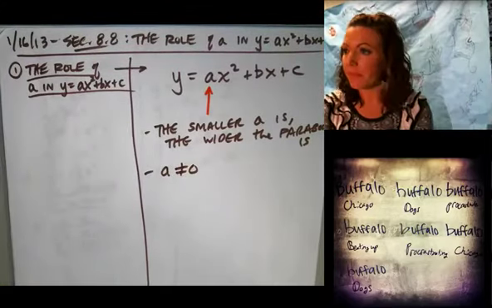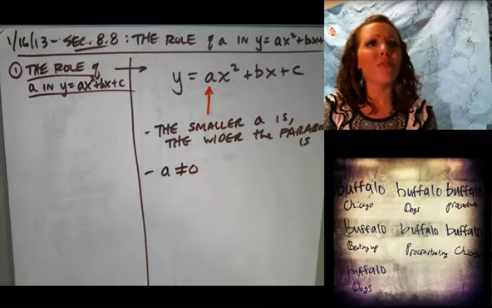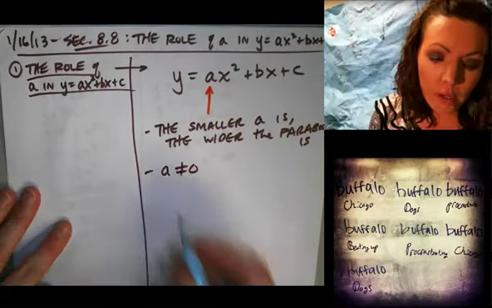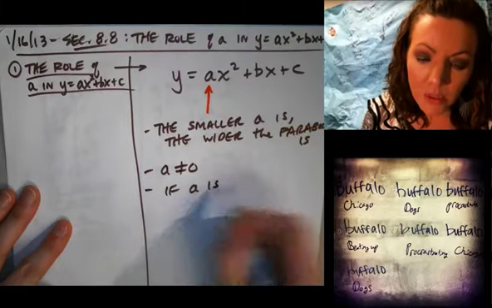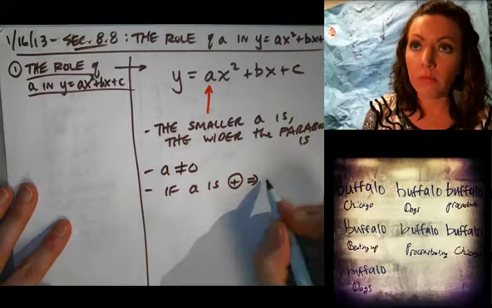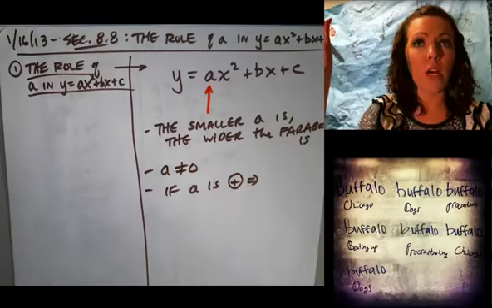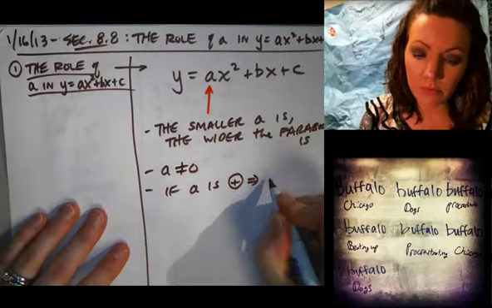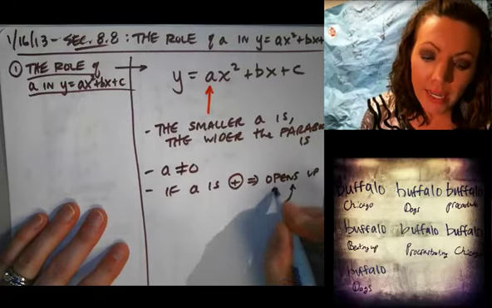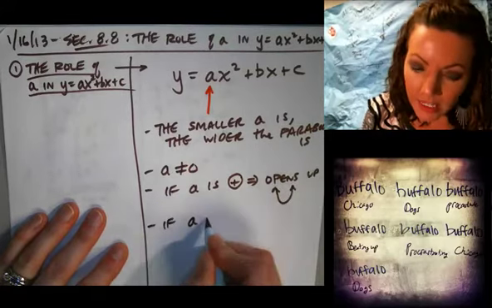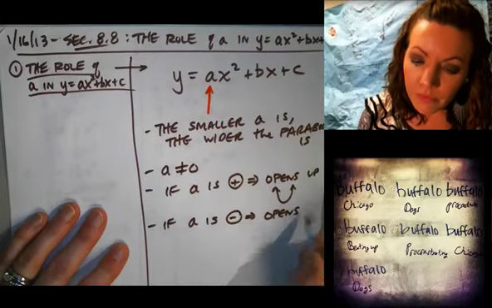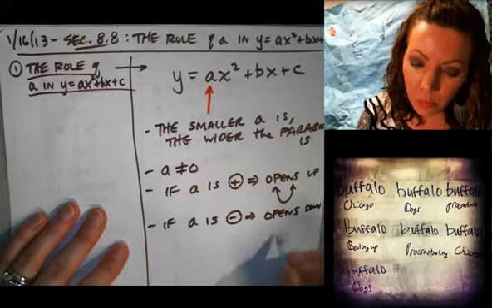What happened when we made it a negative? It turned upside down. Good. So, if A is positive, the parabola opens which way? Up or down? Up. Okay, so it's an actual U. But if A is negative, then it opens down. Okay, so it opens like that.